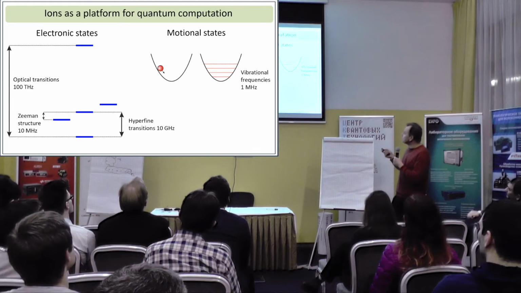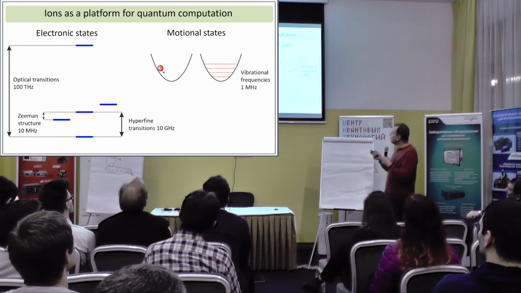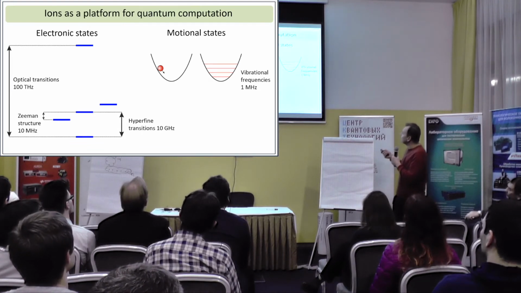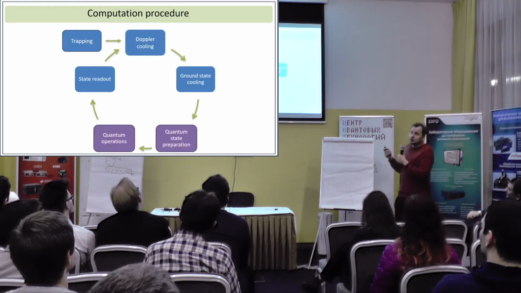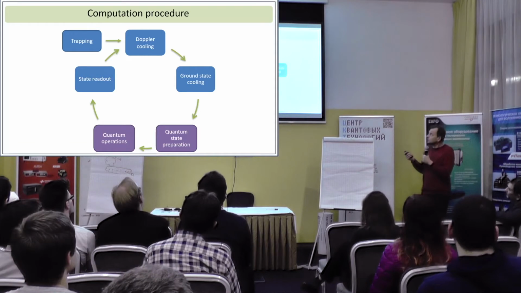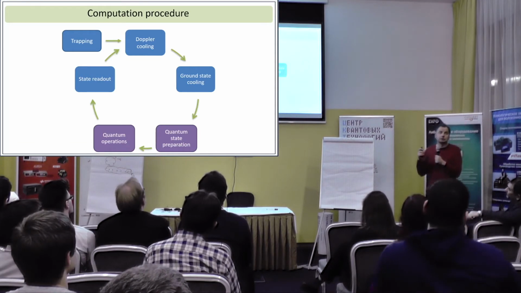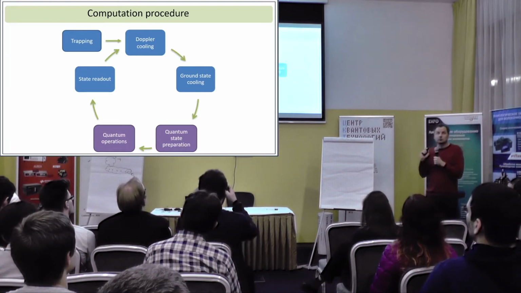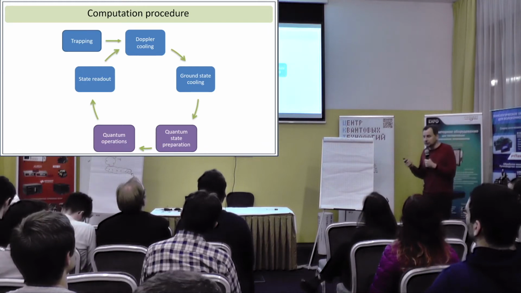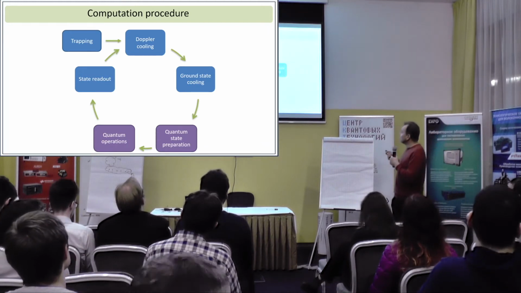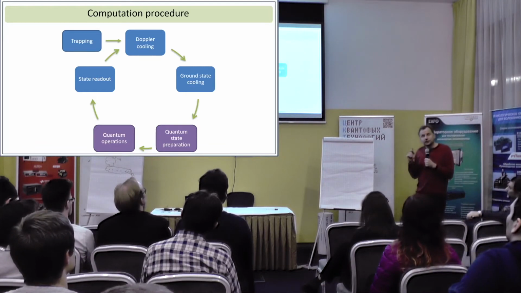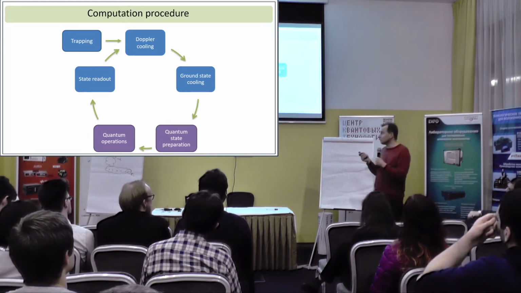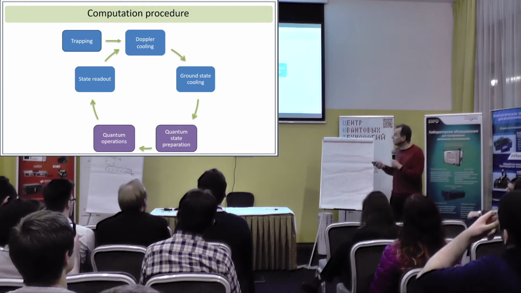There are motional states, which we will look at a little bit later, which we have to add to electronic states and motional states of the ion to get the full picture. The procedure is quite typical. If we talk about computation, we have to trap ions in some trap, which we will discuss in one slide. We have to Doppler cool it, which is very similar to laser cooling of neutral atoms. We do ground state cooling, which is different from neutral atoms. Then we do quantum state preparation. Then we do some operations. And then we have to do readout.